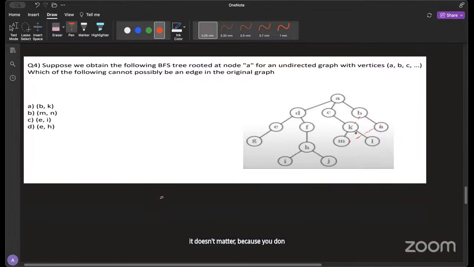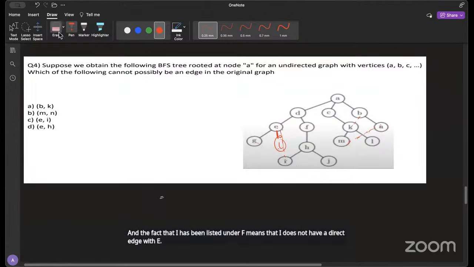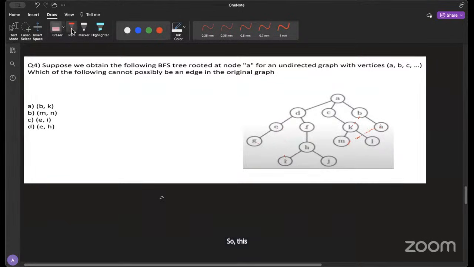Because you don't write things again in a tree. Then coming to EI, EI is here. E and I. Now if I was under E, then you would be mentioning I here, right? Directly connected to E. First you get done with E and then you come to F. And the fact that I has been listed under F means that I does not have a direct edge with E. This cannot be an edge. That's one correct option.